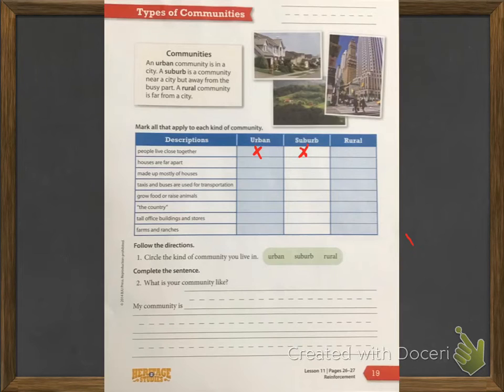All right, now this next question says houses are far apart. So what do you think that would be? Adrian? Rural, yes. So you can think people that live in the country are going to be rural. And they farm. Because their houses are far apart. All right, so the next one says made up of mostly houses. That would be the... Charlie? Suburb, right. So we're going to put an X in that spot.